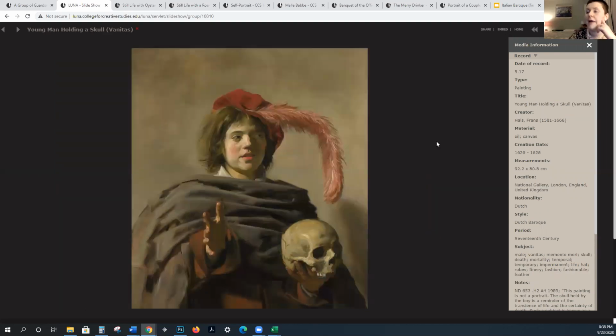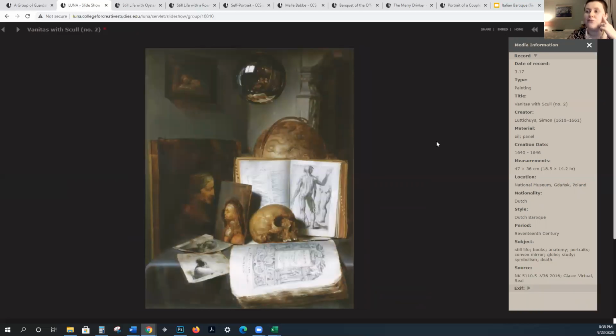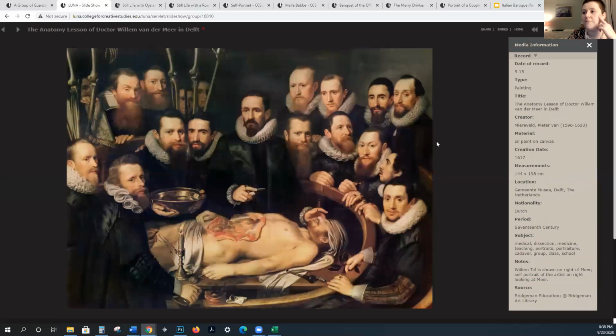Okay, so here's a young man holding a skull. This is called vanitas, and vanitas means vanity. This has to do with the Bible, and there is a verse, "vanity, vanity, all is vanity," which can be translated to nothing, nothing, all is nothingness. So vanitas and memento mori both have to do with the passing of life, how fleeting it is, and reminders that death comes for us all.